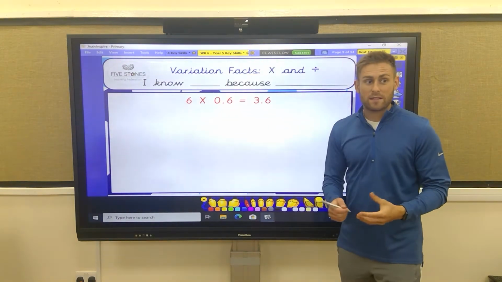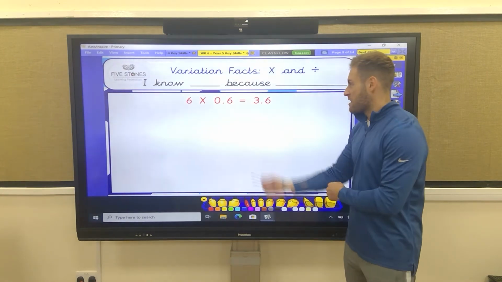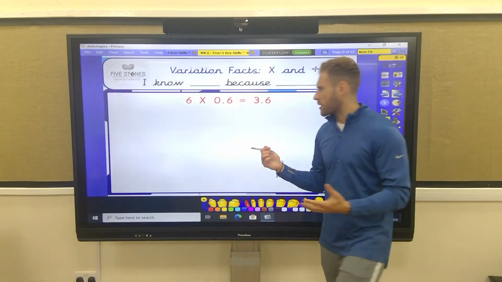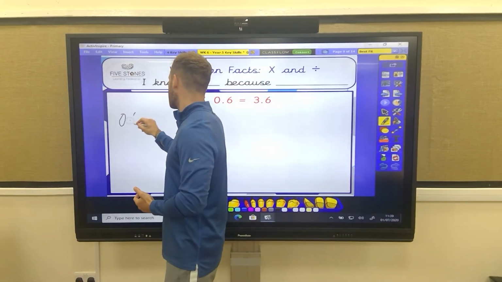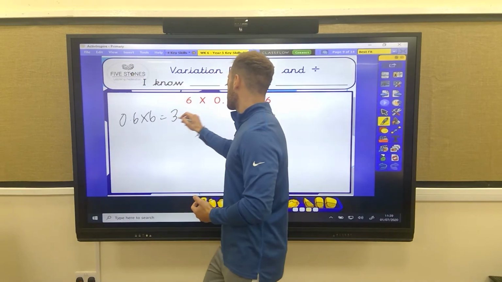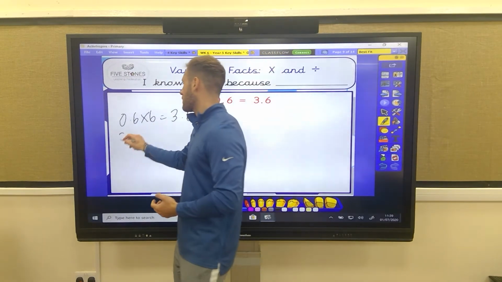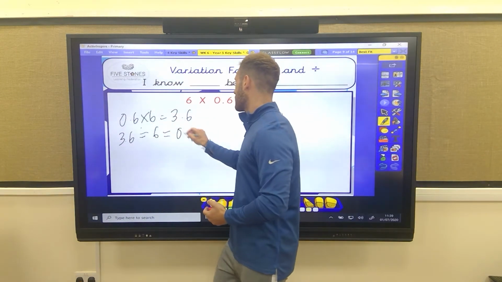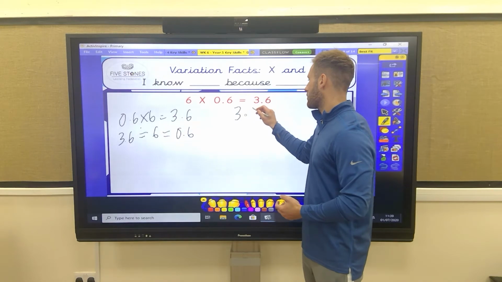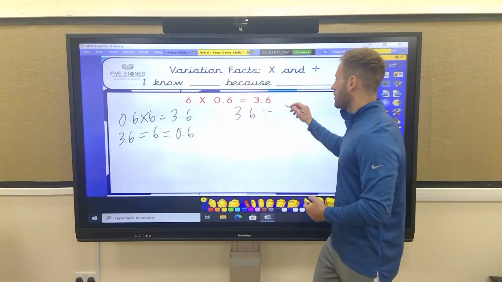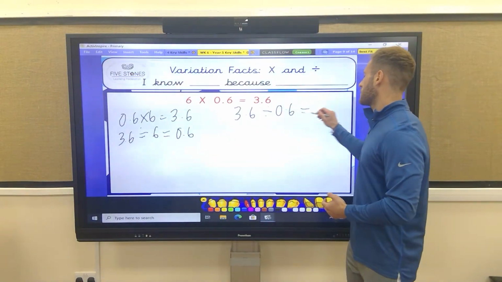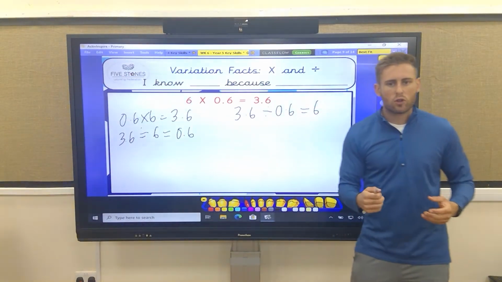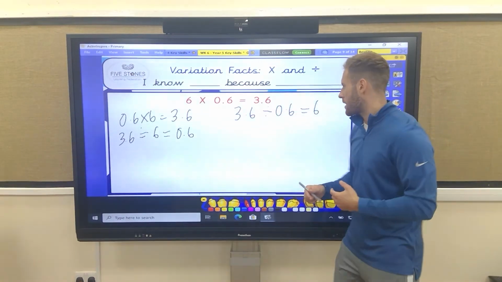Right, this is the amazing thing about this relationship knowledge. Not normally a times table fact that we would pull out, but we know it, we're comfortable with it. So as we know that, we also know that 0.6 times 6 is equal to 3.6. We also know that 3.6 divided by 6 is equal to 0.6. But we also know that 3.6 divided by 0.6 is going to leave us with 6. We know that. Who would have thought we'd be working with such small numbers so fluently because of that knowledge?